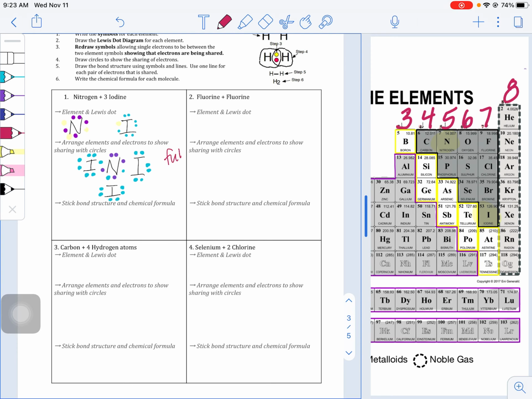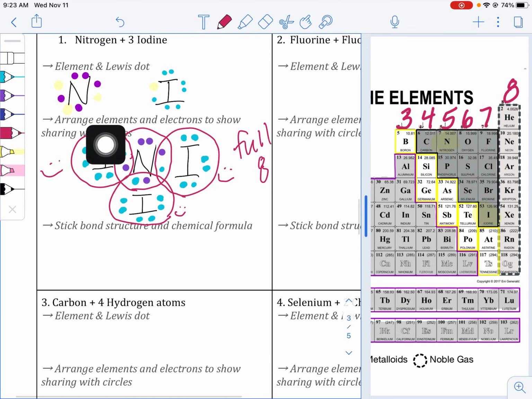Remember, a full outer shell for most of our elements is 8. So when I circle, I want to try to include 8 in my circle, showing it has access to everything that it needs. So this iodine, boom, has what it needs. This iodine, boom, has what it needs. This iodine, boom, guess what? Has what it needs. Okay, am I done? Not yet, because I also want to show that my nitrogen has what it needs. Looking at each one of those, all have 8 available to them to create that full outer shell.